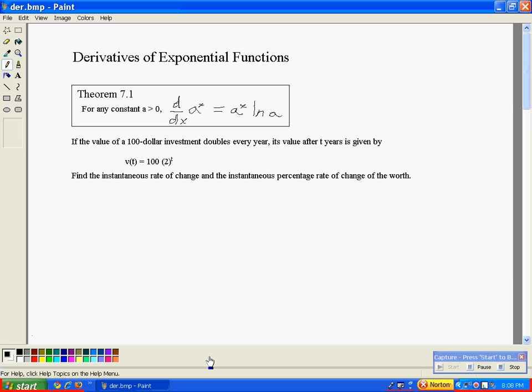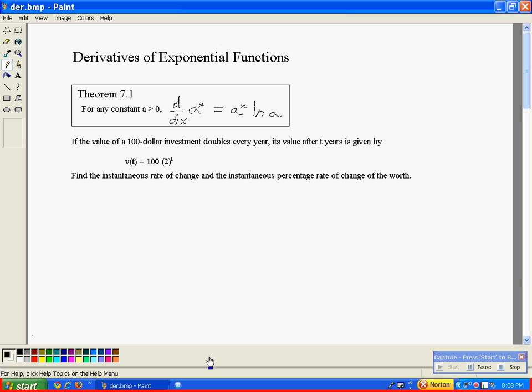If t equals 1 year, then 2 to the 1 is 2. 2 times 100 is 200. So you end up with $200 after 1 year. If it's 2 years, then 2 squared is 4. 4 times 100, so you have $400 at the end of 2 years. Very nice.